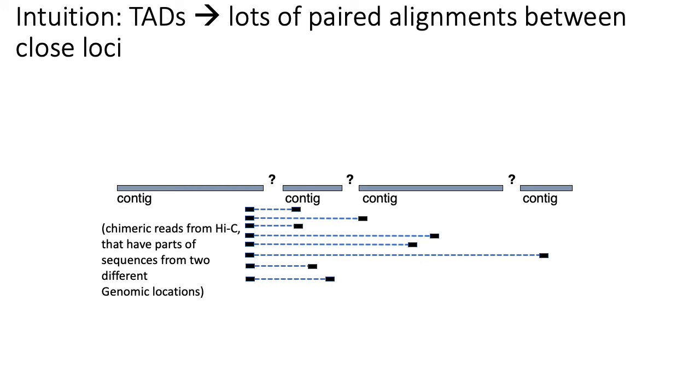And so the idea is that if you have 2 contigs and they are linked by a ton of chimeric reads from your Hi-C experiment, by linked I mean that suppose you have a ton of chimeric reads where one fragment came from one contig and the other fragment on the same chimeric read came from another contig, then the more of those reads you see, the more likely it is that those 2 contigs come from the same TAD and therefore are actually close in linear DNA sequence space.